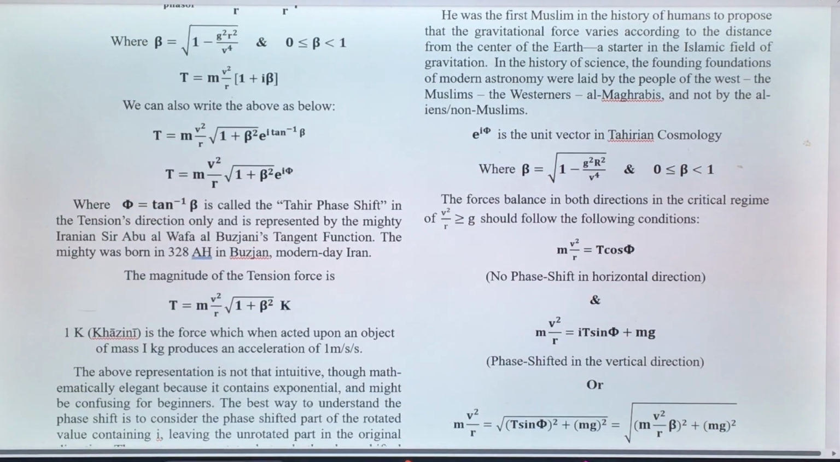So e to the power I5 is the unit vector in Tahirian cosmology, where beta is equal to the square root of blah blah blah.